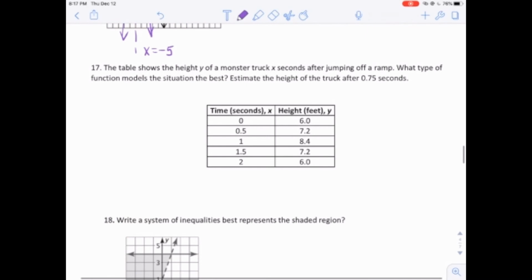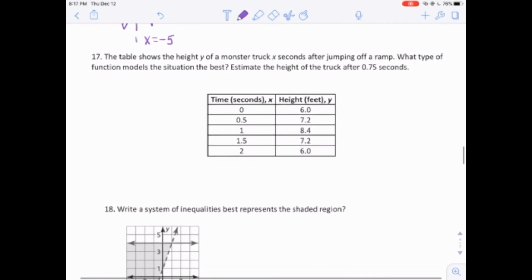Let's move to number 17. Number 17 says that the table shows the height of a monster truck x seconds after jumping off of a ramp. We want to know what type of function models the situation best, and then estimate the height of the truck after 0.75 seconds.